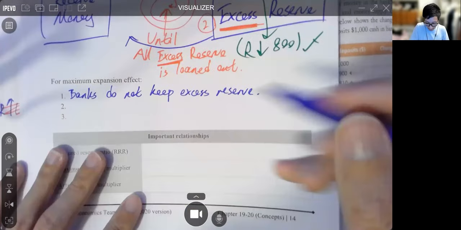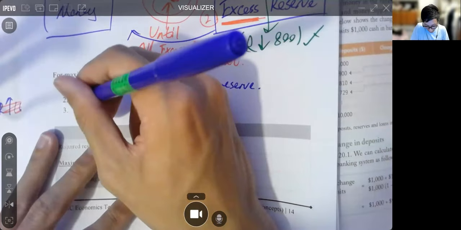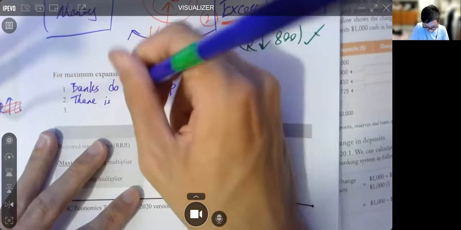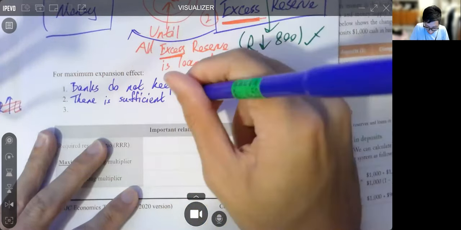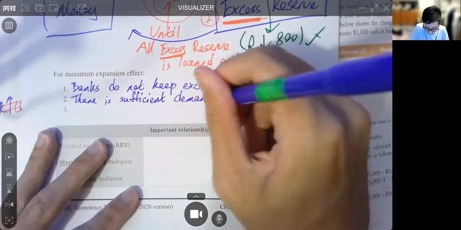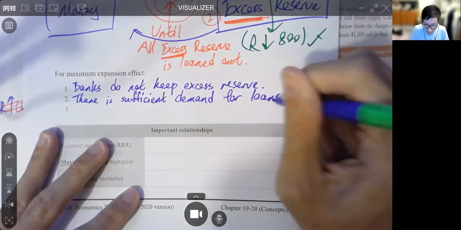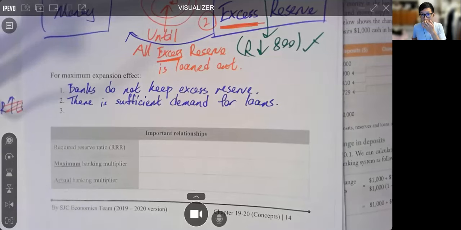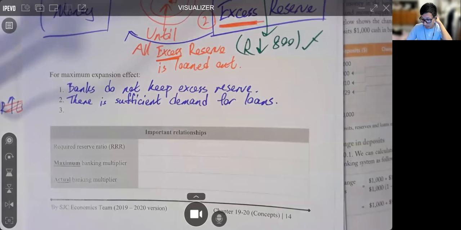Second point, for maximum expansion effect, there is sufficient demand for loans. 有人借先得噶, 你肯借冇人想借。 Now, which, by the way, I think this is the fatal point of Hong Kong.